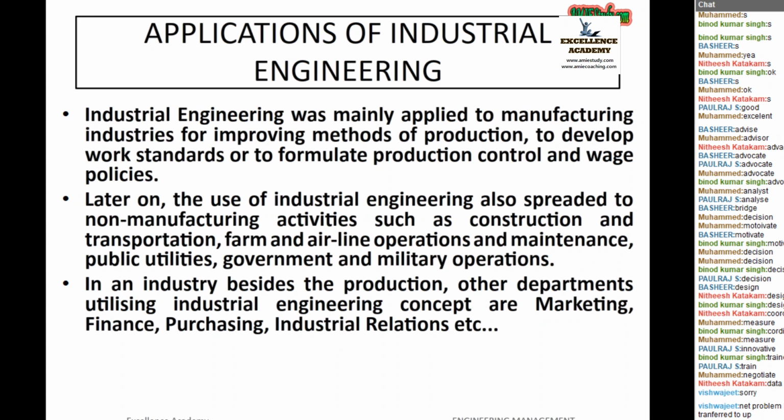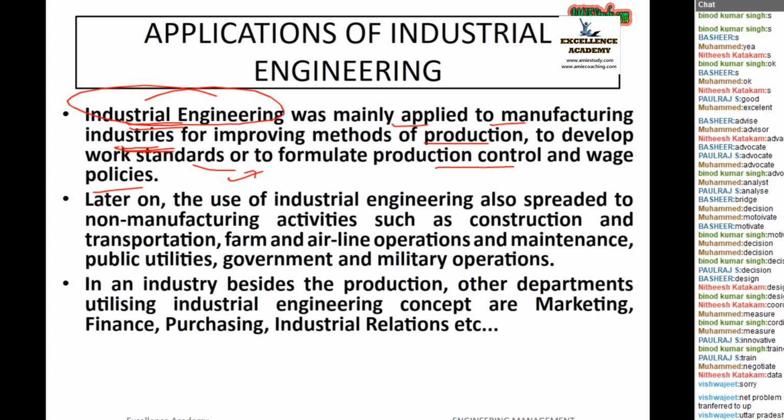So, applications of industrial engineering. Let us see. Industrial engineering was mainly applied to manufacturing engineering industries. That I told you before entering the first slide. Industrial engineering is basically meant for manufacturing industries. For what? Methods of production, to develop work standards, and to formulate production control and wage policies. For those purposes, we are using industrial engineering or engineering management.